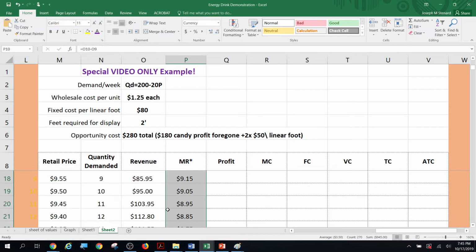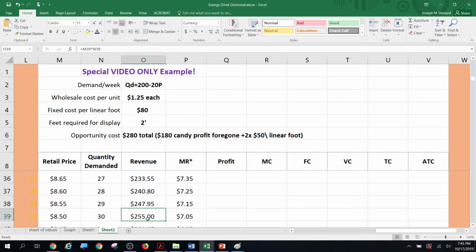If we go to something that's easy enough to see, like, say, $254.90 is what we make if we sell 30 cans. If we lower our price to $8.45, we'll sell 31 cans, which means we'll make $261.95 in revenue, which is $6.95 more than we were making before. That's what marginal revenue is. So it fills that in right there.